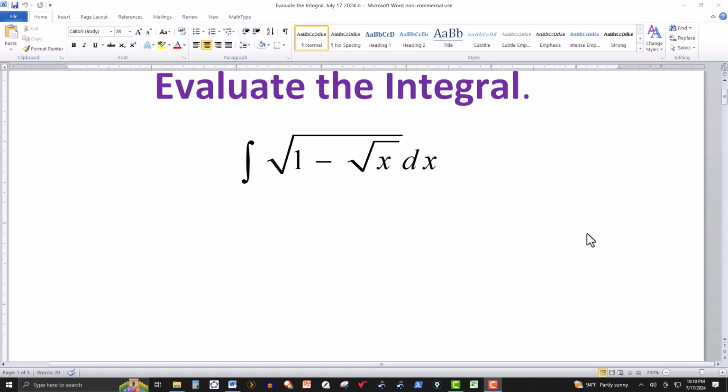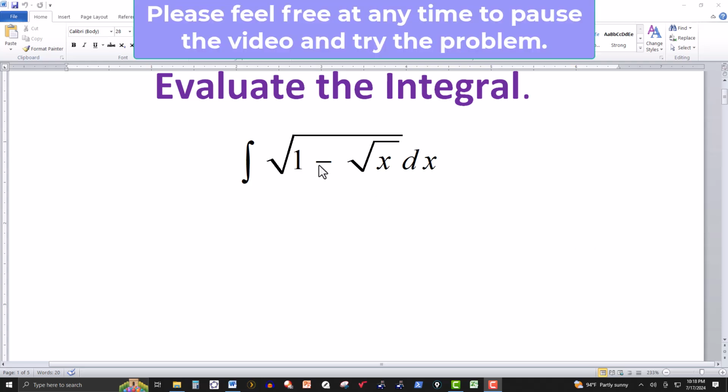In this video, we want to evaluate the integral of the square root of 1 minus square root of x. And this one is another u substitution. Some are more obvious than others.